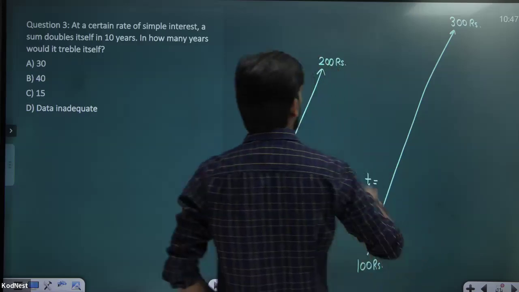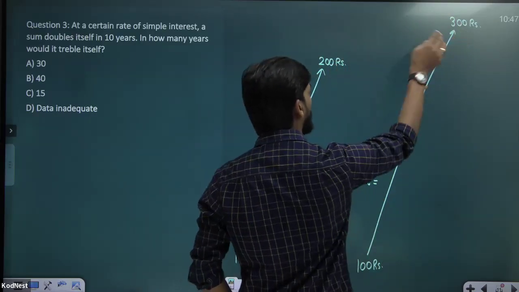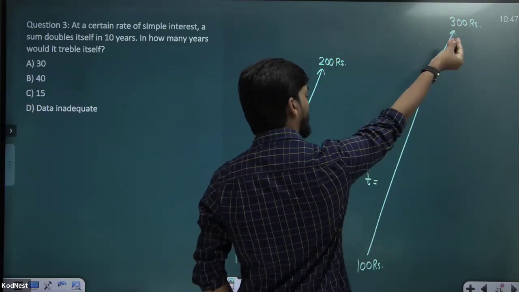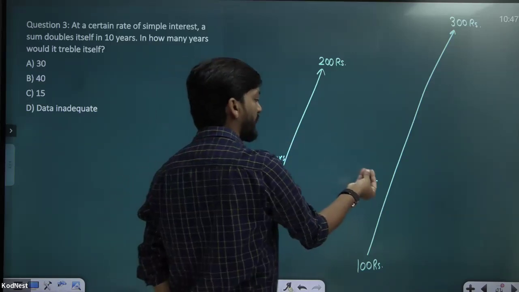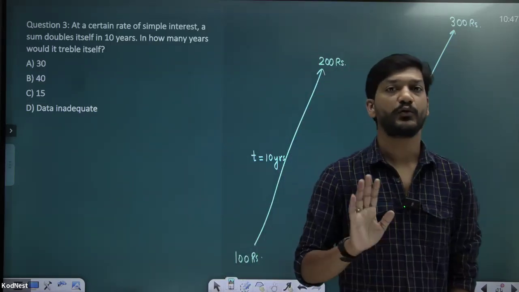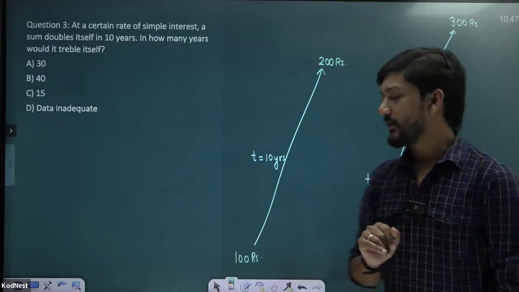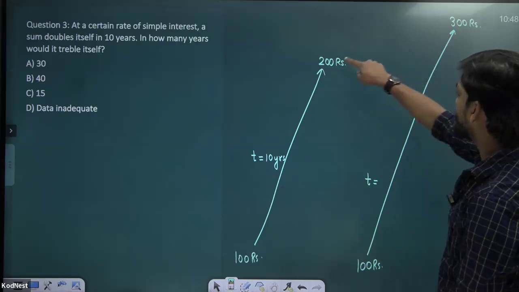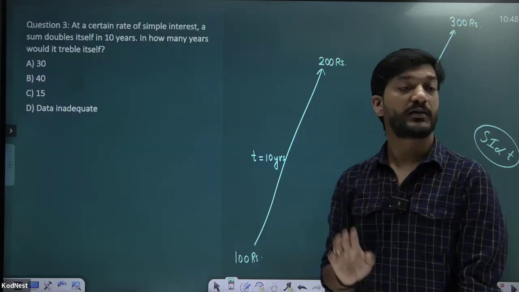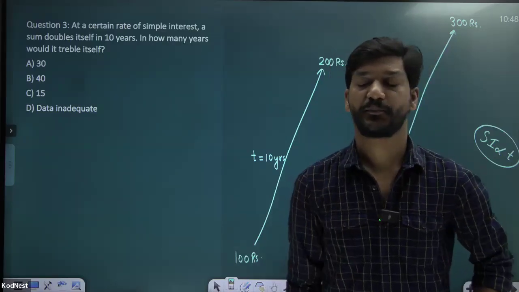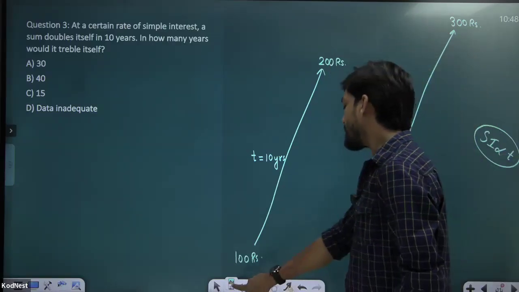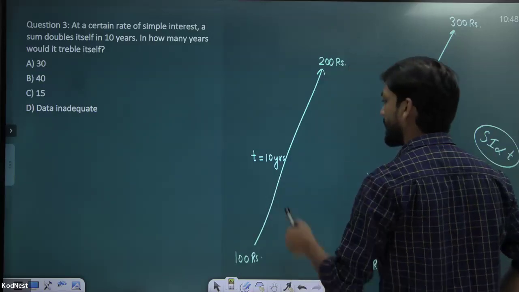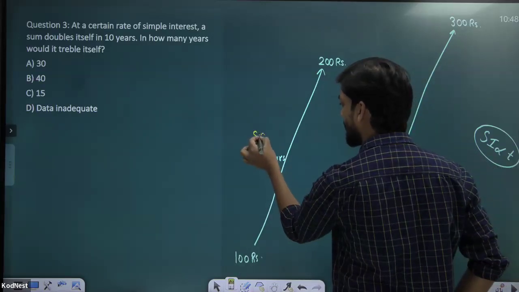Now don't say, sir, 200, 300 if I compare, it is 1.5 times. So 10 into 1.5 times is our answer. Don't say that. My dear, simple interest is proportional to time. This is not simple interest. Okay, this is not simple interest. So first calculate interest, then you compare it. So simple interest, how much will you say in this case?